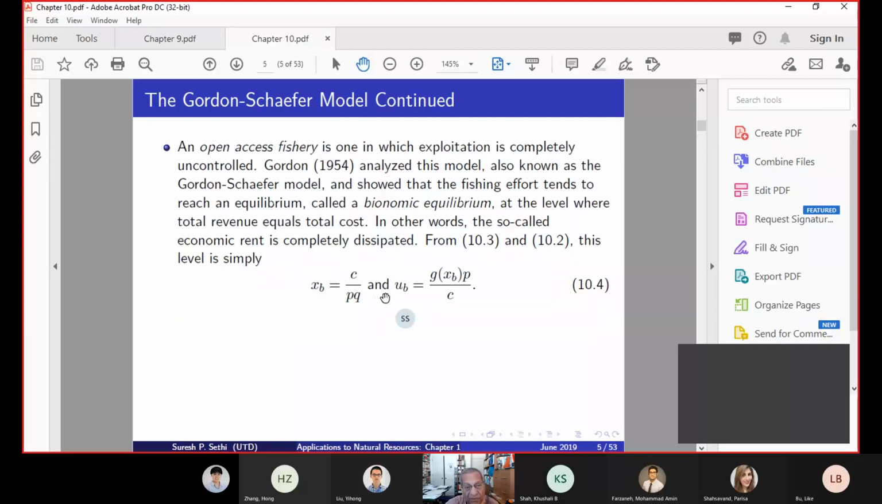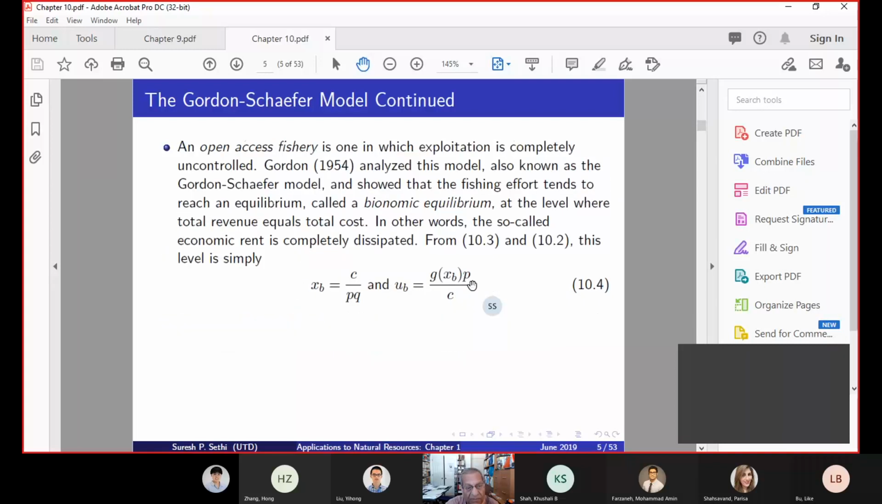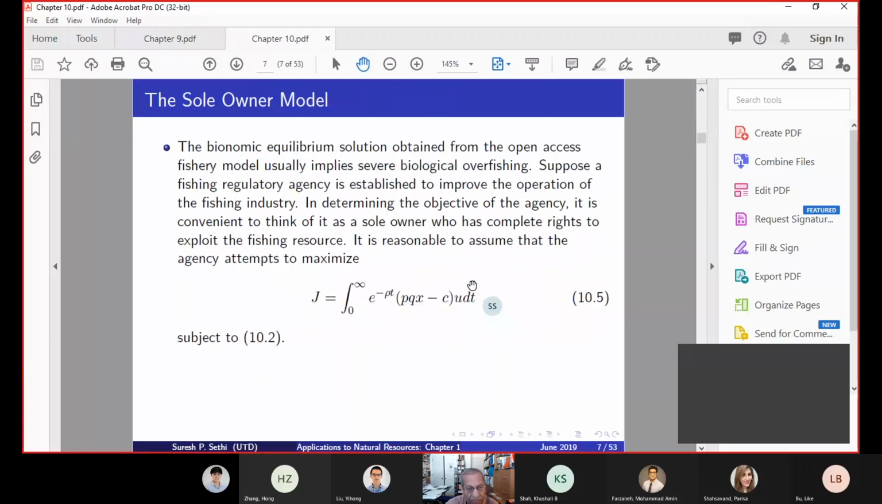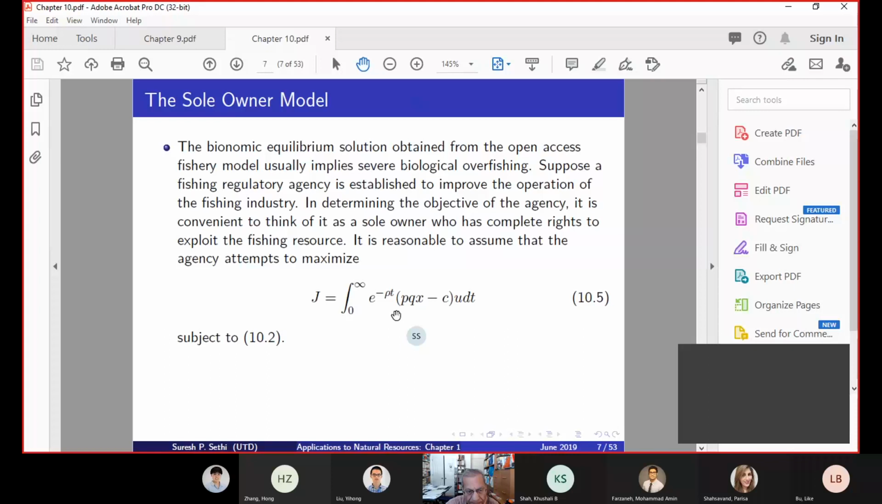The constraint is 0 ≤ u. So where is the equation for the constraint? I didn't put the equation of the constraint. So for that problem, one should say it's 10.2 and 0 ≤ u, but anyway, it's understood. Slide 7, keep note.